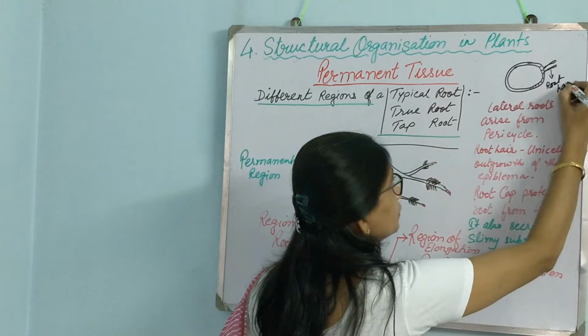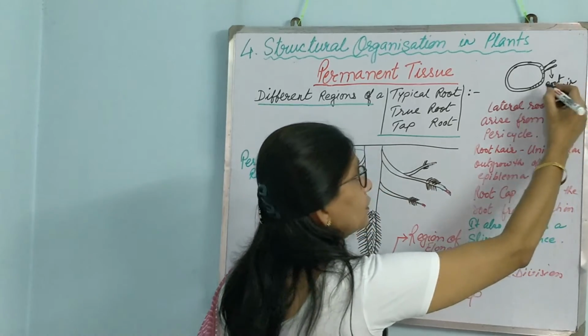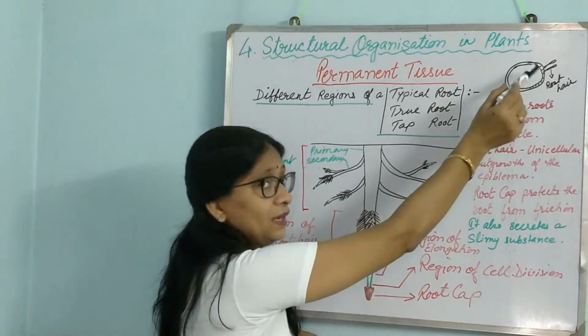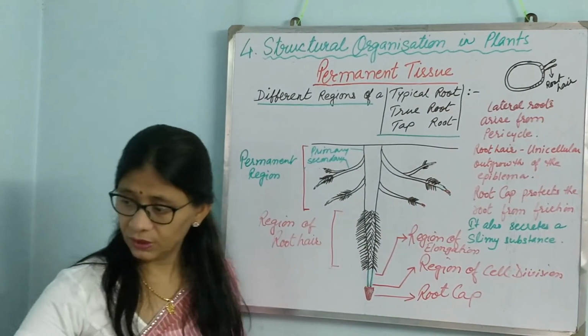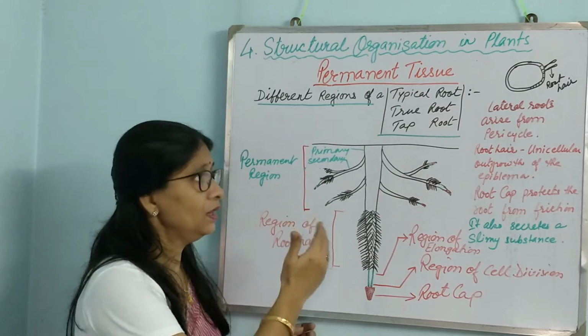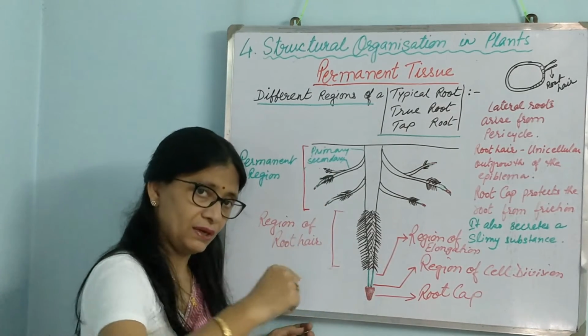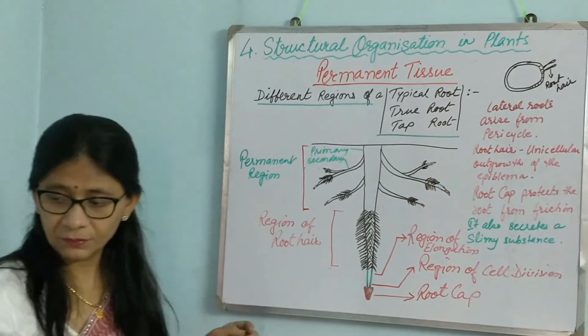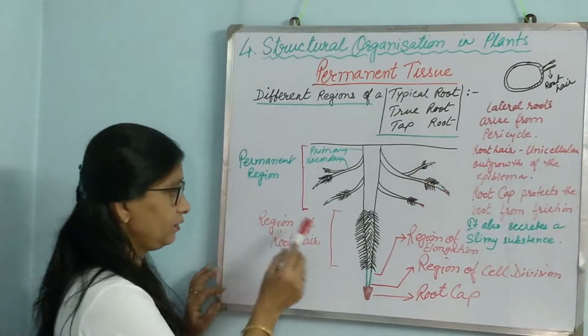Root hair. They are unicellular because they have arisen from a single cell. It is sometimes asked what is the difference between root hair and stem hair. So root hair is unicellular, it is made from one cell, but stem hair is multicellular. So that is the difference. So region of root hair.